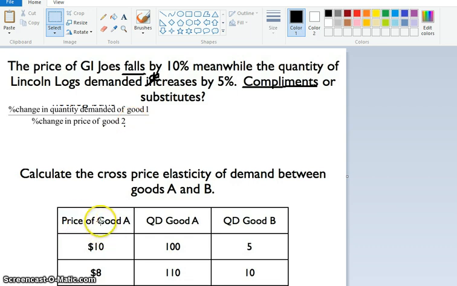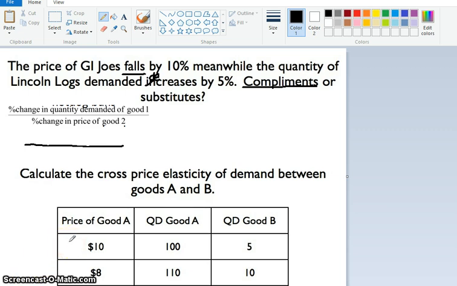Well, there's only one price here. So good A has to be good 2. So the information from good A has to go on the bottom. So I'm going to do that first here. Okay? And so I got to remember, and this becomes very important how you do this. You have to be careful about which is going to be P1 and which is going to be P2 here.